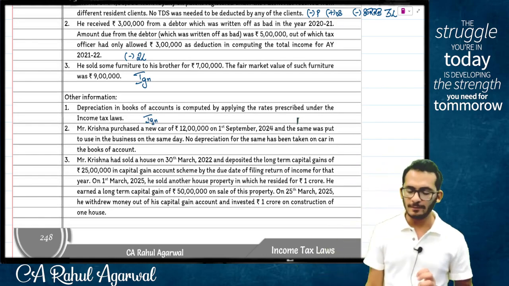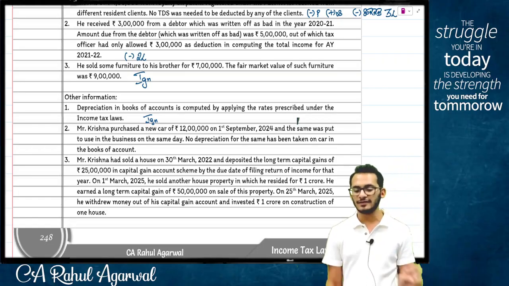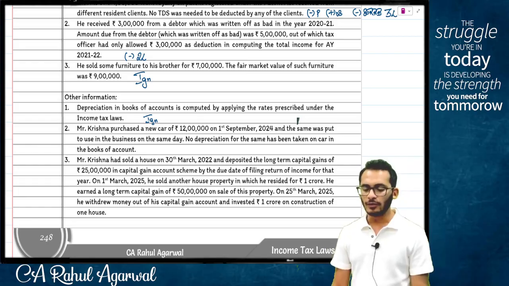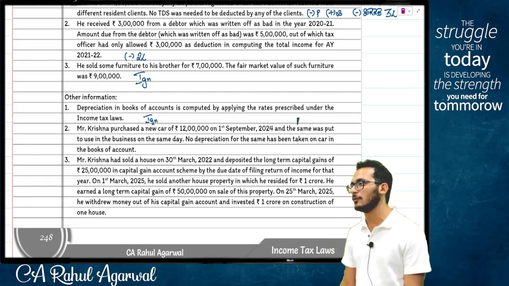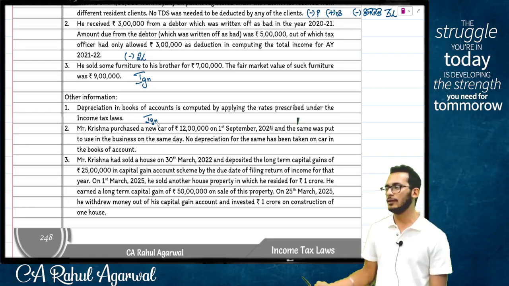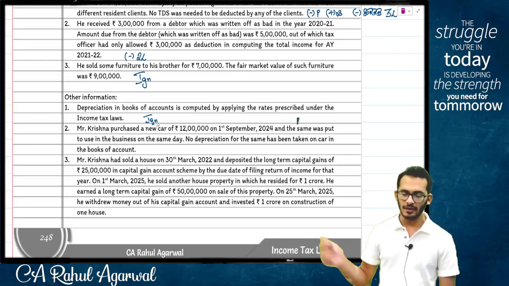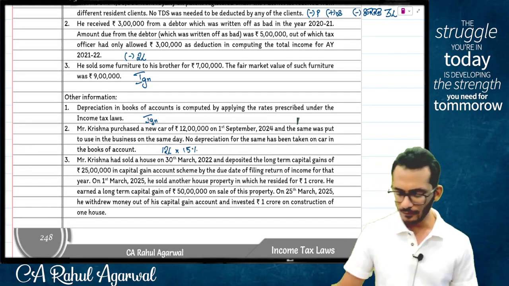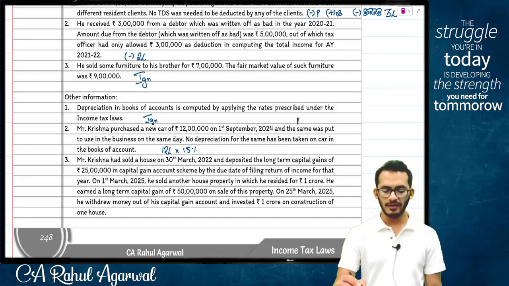Next, Mr. Krishna has purchased a new car for 12 lakh rupees on 1st September 24 and put the same into business on the same day. However, no depreciation for the car has been taken in the books of accounts, which means whatever depreciation you have done is without the car. Can you claim car depreciation? Yes, you're allowed depreciation for 12 lakhs into 15%.